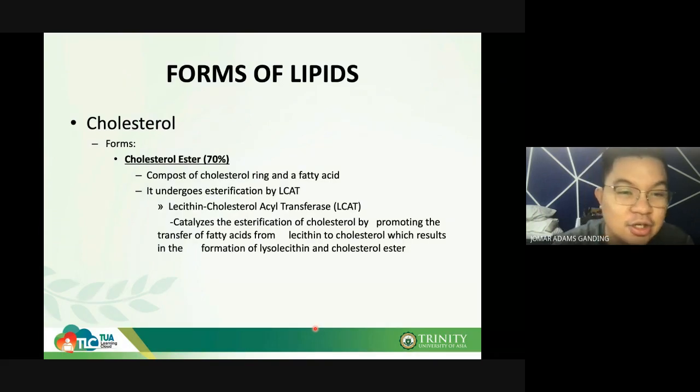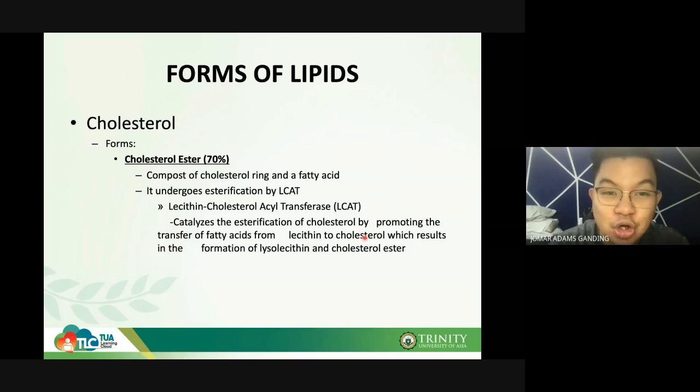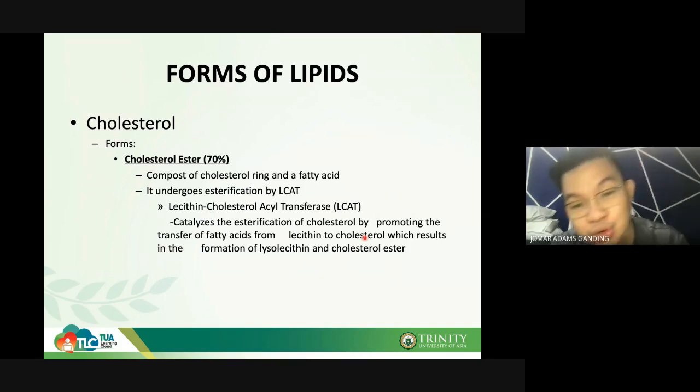Cholesterol esters are composed of a cholesterol ring and a fatty acid. It undergoes esterification by your LCAT. What is LCAT? It is your lecithin cholesterol acyltransferase that catalyzes the esterification of cholesterol by promoting the transfer of a fatty acid from your lecithin to your cholesterol, which results in the formation of lysolecithin and cholesterol esters.